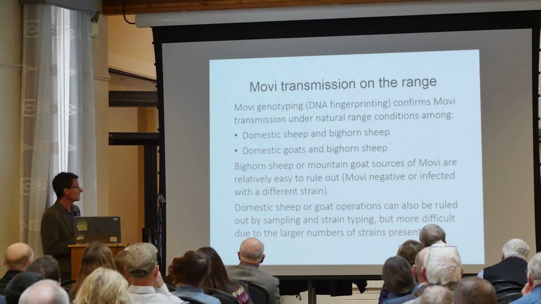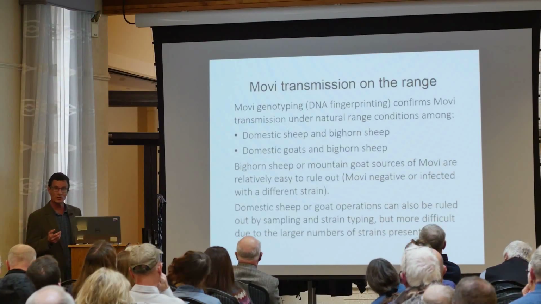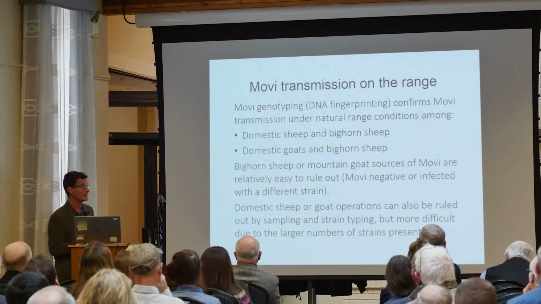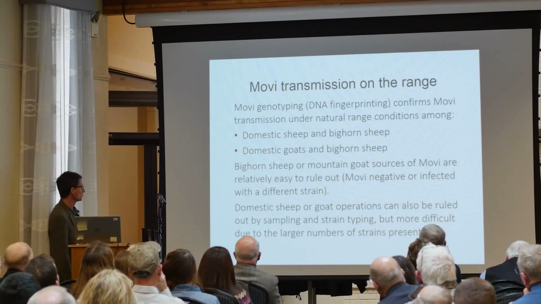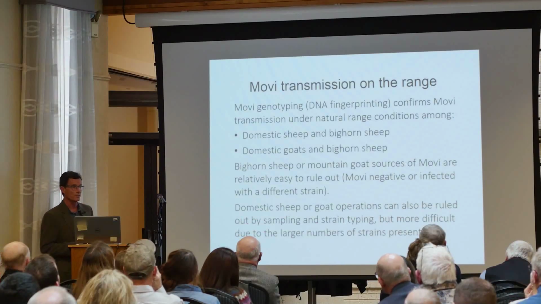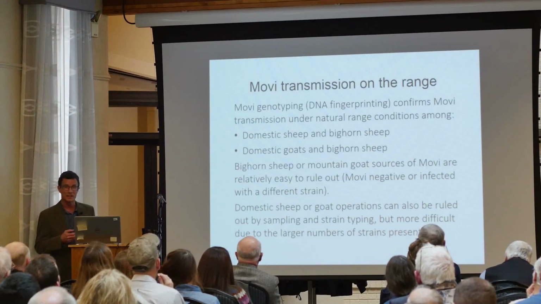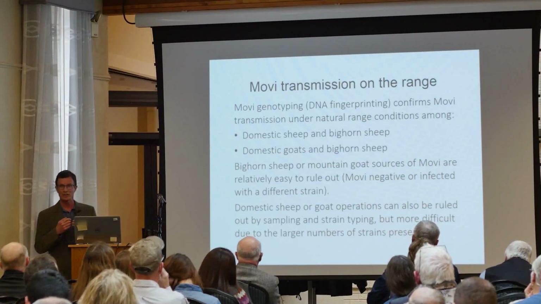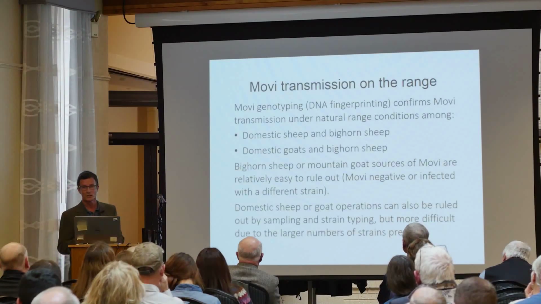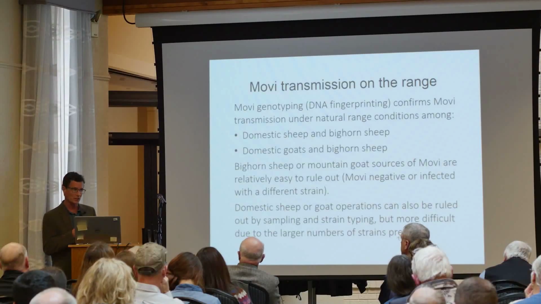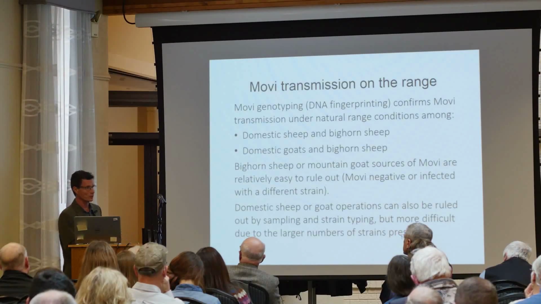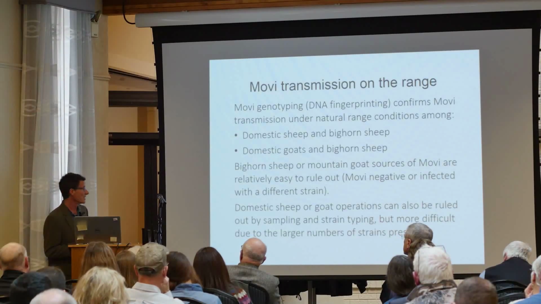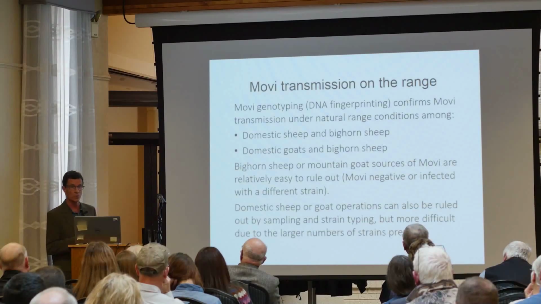Domestic sheep and domestic goat operations are also plausible sources if they have MOV-infected animals, and they can also be ruled out by sampling and strain typing. It's a little more difficult because you have to consider the possibility of so many more strains. Usually with the wild ungulates, you can pick out how many strains they have by a relatively limited sampling. Domestic sheep and goats have to sample a lot more.